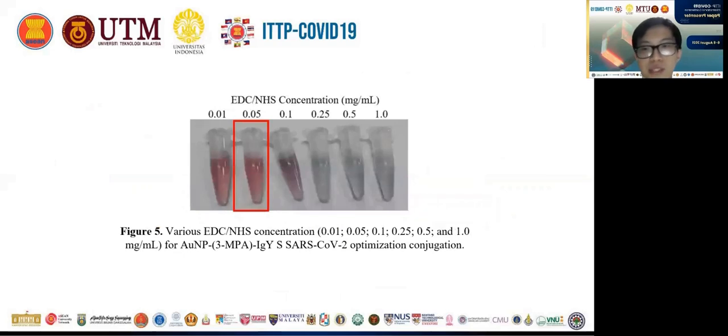And this is the optimization for the EDC-NHS concentration. We use 0.01 to 1 milligram per milliliter. In this result, as we can see, 0.01 milligram per milliliter and 0.05 milligram per milliliter show really good stability. And in this case, we choose the 0.05 milligram per milliliter due to its higher concentration with good stability. And after all this optimization has been done, we conjugate both of them using direct conjugation and covalent conjugation.